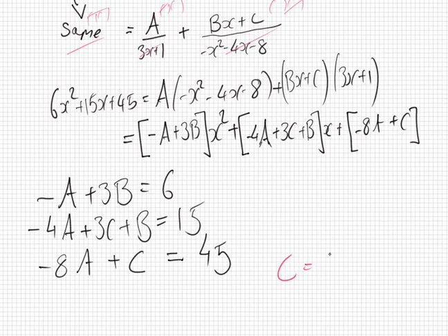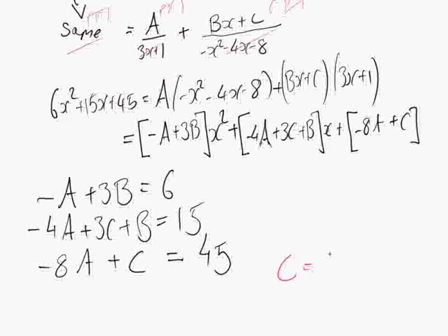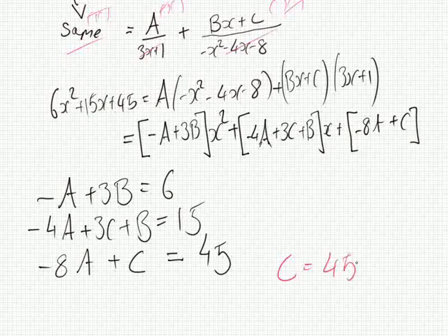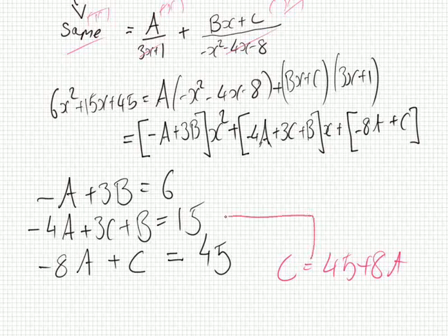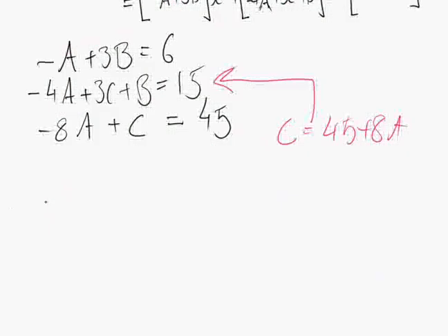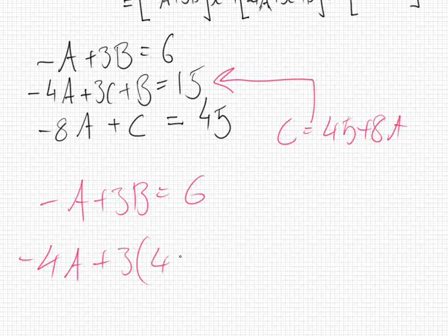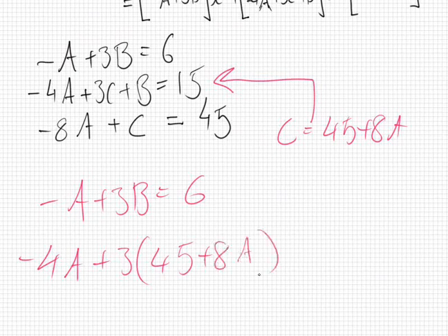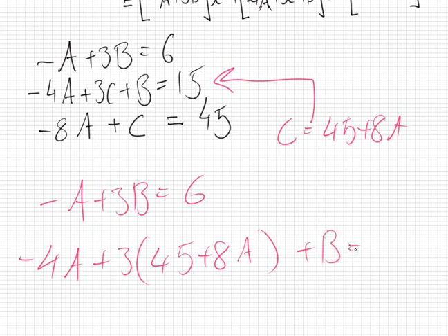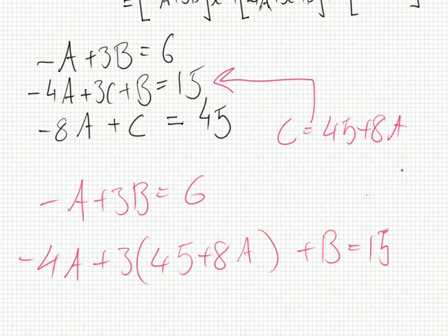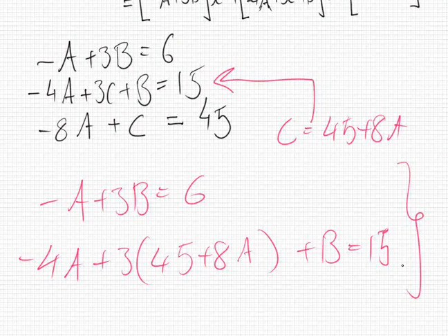So what you would do to finish this, you would say c equals 45 plus 8a, and you put that in there. So then you'd get minus a plus 3b equals 6, and then you get here minus 4a plus 3c, which is 45 plus 8a, plus b equals 15. Now you can use any technique to solve these 2. First, of course, we'll have to clean this up, right?